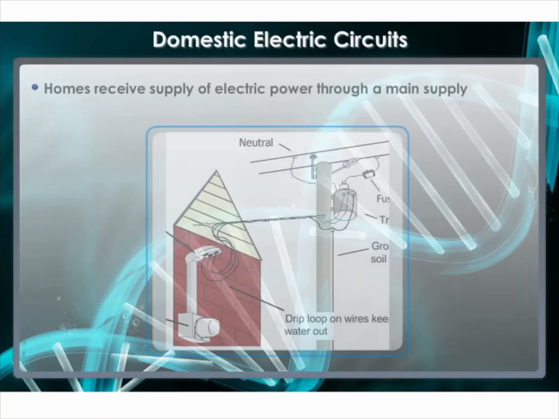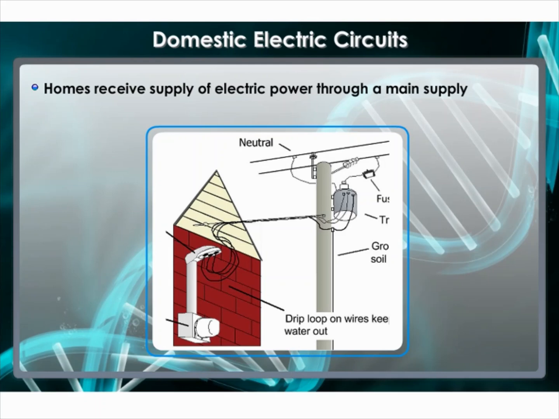Domestic electric circuits. In our homes, we receive supply of electric power through a mains supply, also called the mains, either supported through overhead electric poles or by underground cables. One of the wires in this supply, usually with red insulation cover, is called the live wire or positive. Another wire with black insulation is called the neutral wire or negative. In our country, the potential difference between the two is 220 volts.